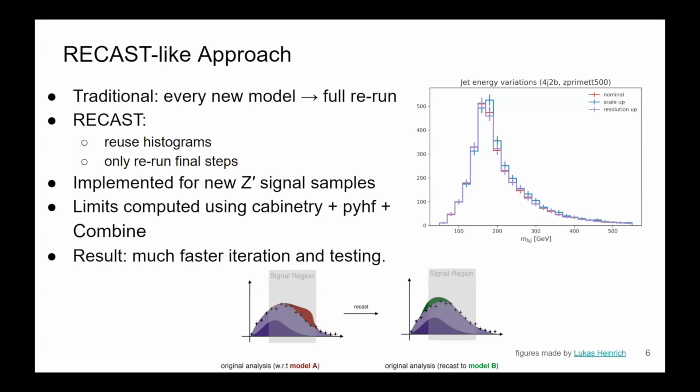In our work, we upload only the Z-prime signal samples, and we reuse all background histograms, and we compute limits with cabinetry, pyhf, and with combine. Concretely, we replace the signal inputs, let Snakemake rebuild only the dependent nodes, and then run the final limit rules. Everything else, like our main histograms, stays untouched and documented.